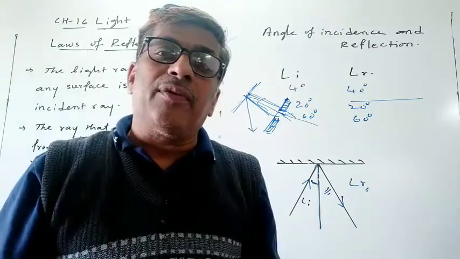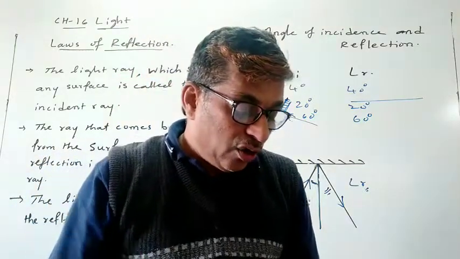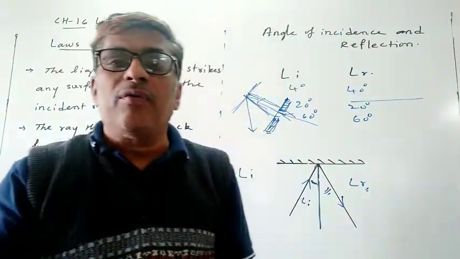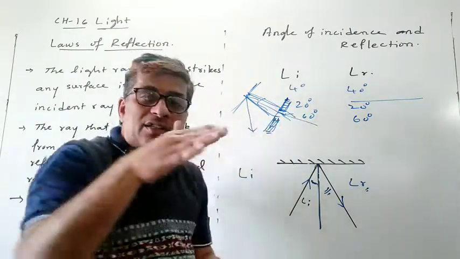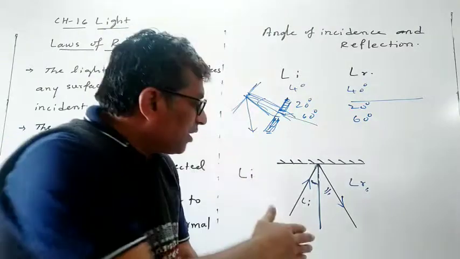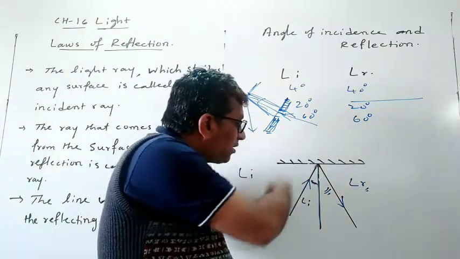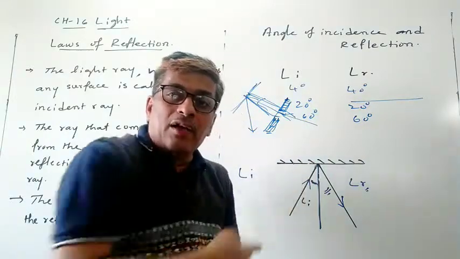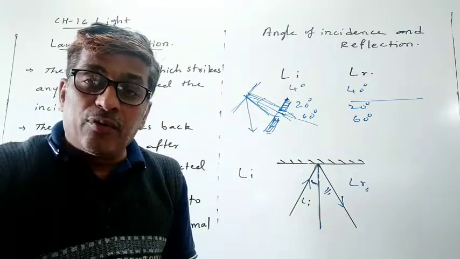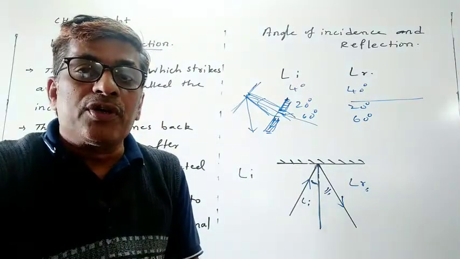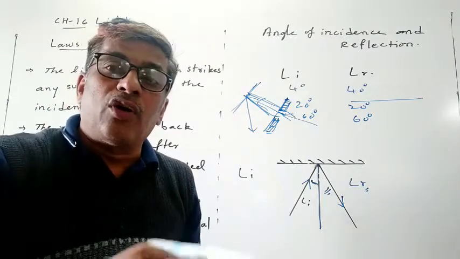Repeat this activity several times by changing the angle of incidence. Whatever incidence you are doing, change the angles, in any direction or at any angle. Then note the observations. What will you observe? You will observe that the angle of incidence is equal to the angle of reflection.